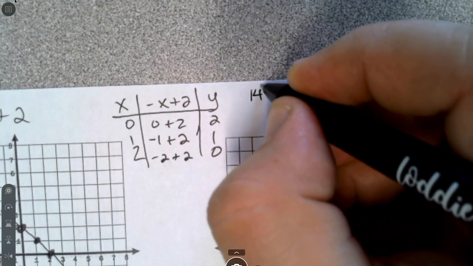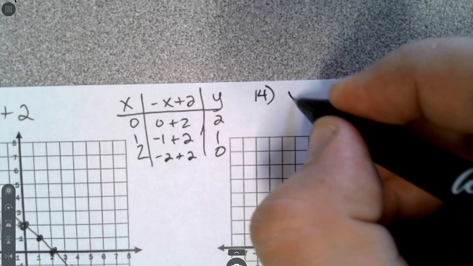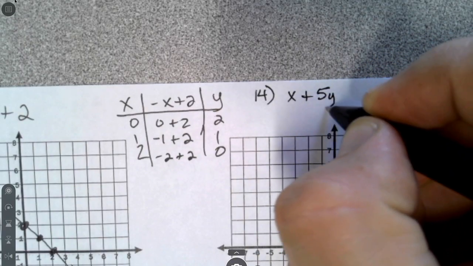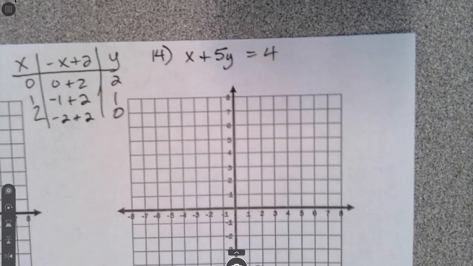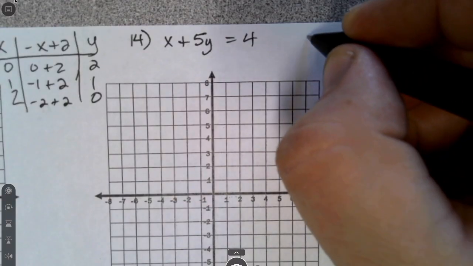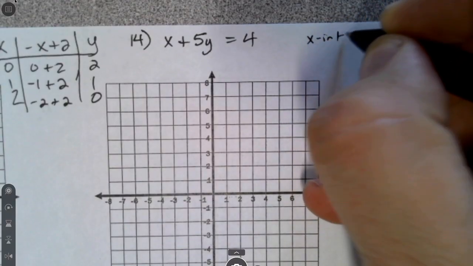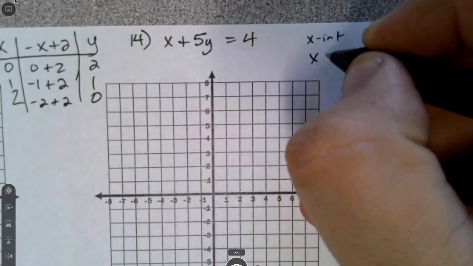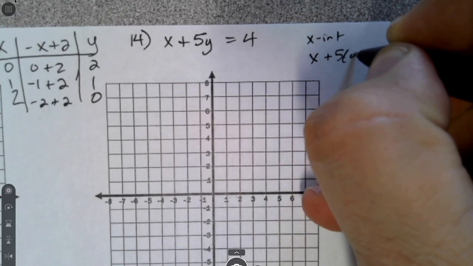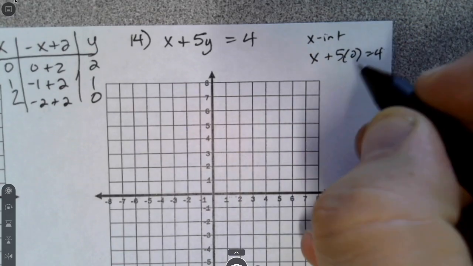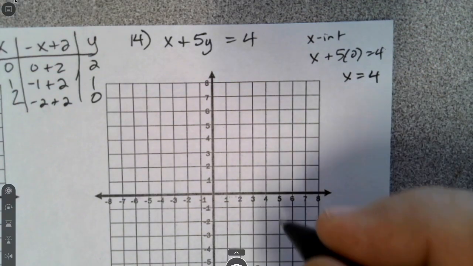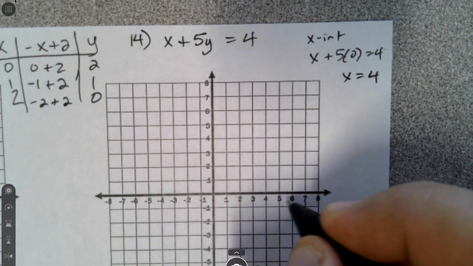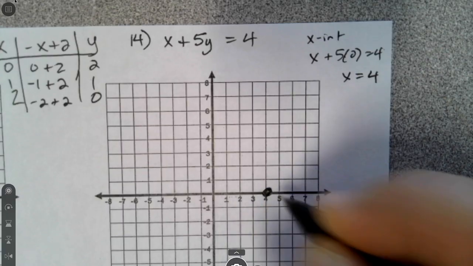Okay, 14. We have x plus 5y equals 4. I'm going to recommend we solve this one by finding the x and y intercepts. So remember, to find the x-intercept, we plug in 0 for y. 5 times 0 is 0, so we just get x equals 4. So I know on the x-axis, the line is going to hit 4.